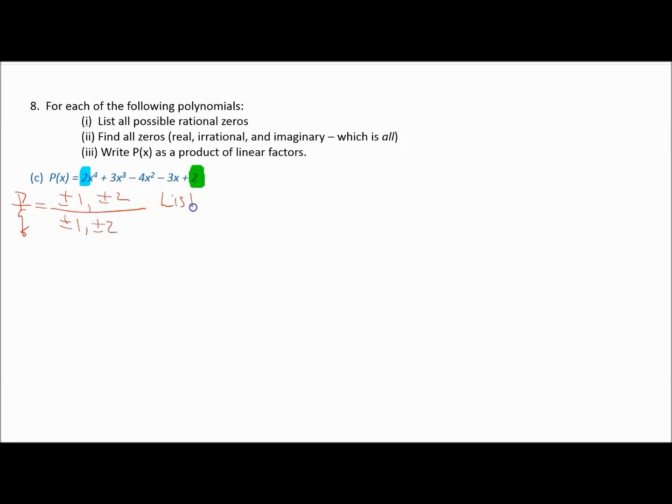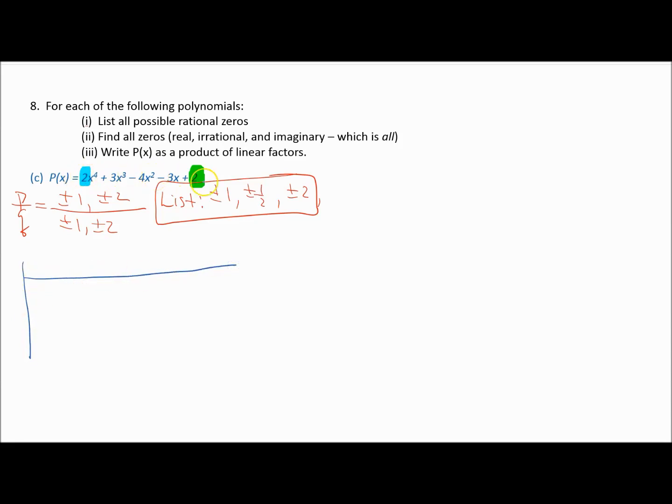So it turns out that the list is 1 over 1 first, so plus or minus 1, then 1 over 2, so plus or minus 1/2, then 2 over 1, which is plus or minus 2, and 2 over 2, which is plus or minus 1, and we've already got that listed. So this is your list. Okay, next you do synthetic division, and you start testing your list.